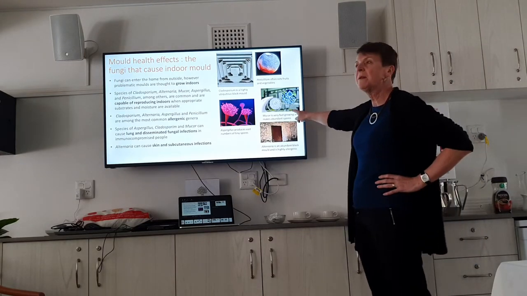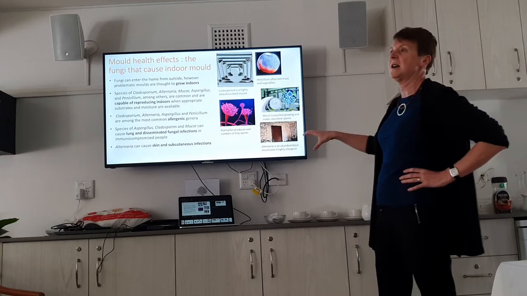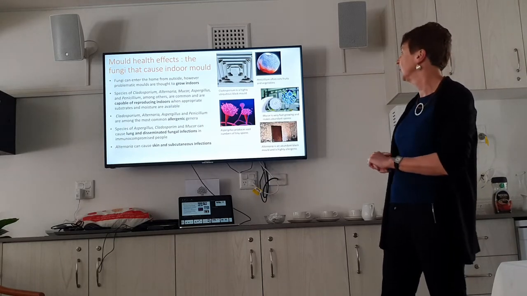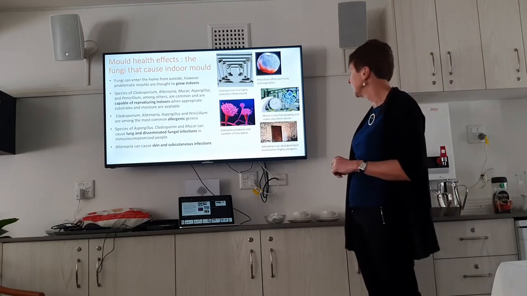Mucor, this is the bread mold type fungus, grows really fast. So if you've got it on an agar plate, it can cover that plate in just a day, growing really fast and also makes lots of spores.